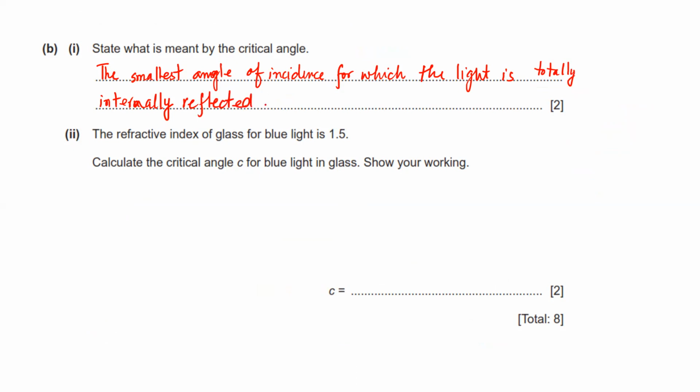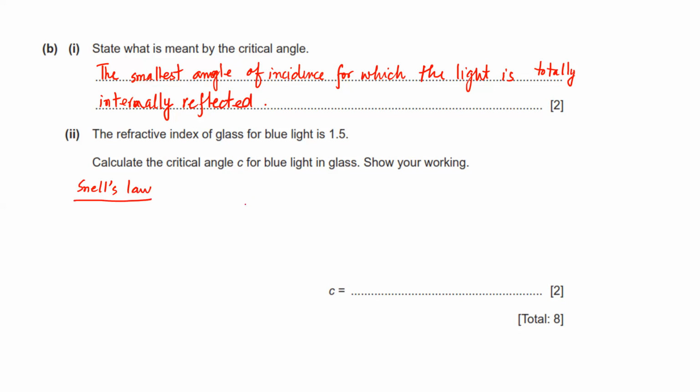Then part 2, it says the refractive index of glass for blue light is 1.5. Calculate the critical angle C for blue light in glass. Show your working. So we'll start with Snell's law.